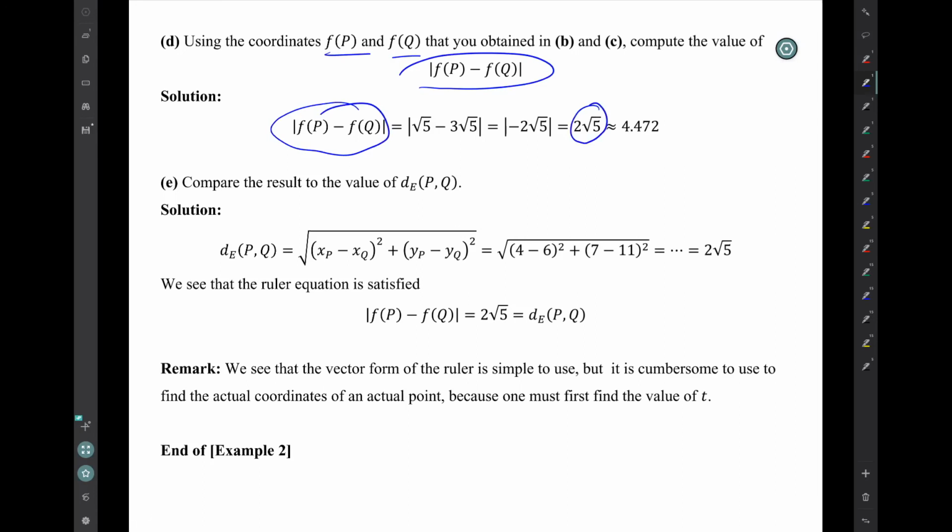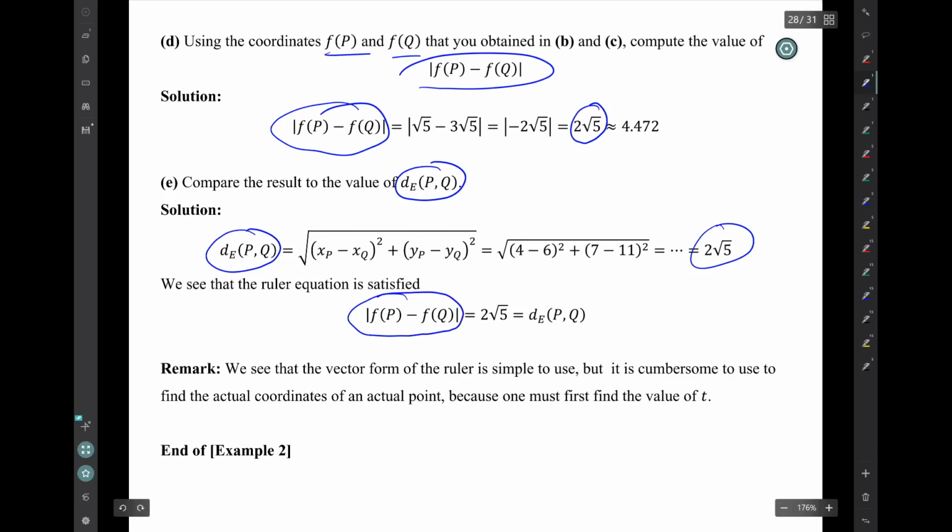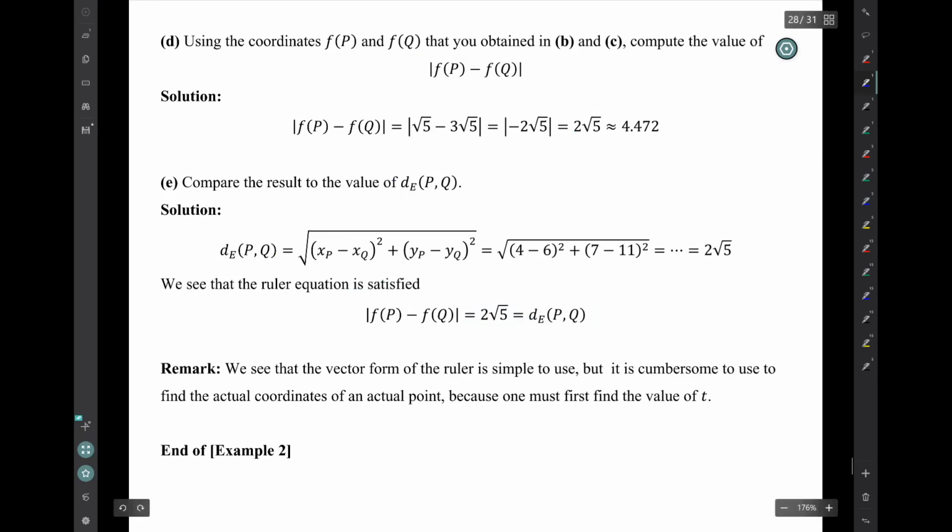Now let's compare that with the result of just computing the Euclidean distance between P and Q. When we do that, compute the Euclidean distance, we get 2 square root of 5. So using this thing that we are claiming as a coordinate function to compute this expression, we get 2 square root of 5, and that's the same as the result of computing the distance. So we see that the ruler equation is satisfied.